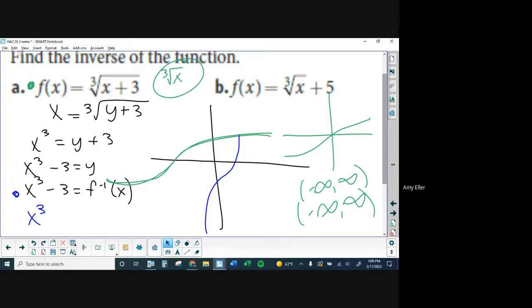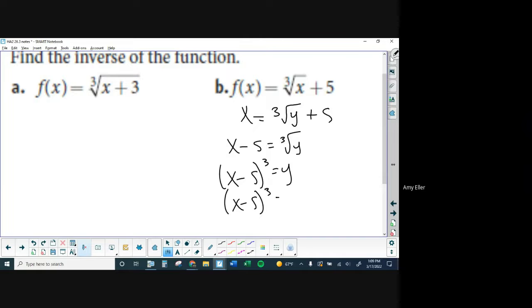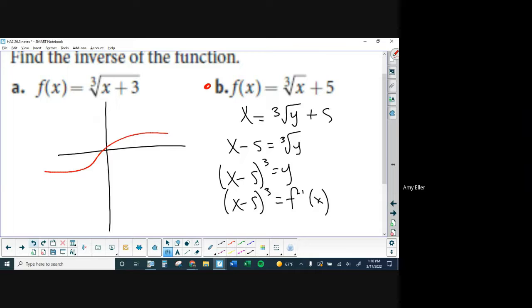Okay, do B, find the inverse. I'm going to do a sketch. Do a sketch if you have time. Finding the inverse takes about 10 seconds. To check on restrictions, we want to graph it, get a good visual, and see what we think.